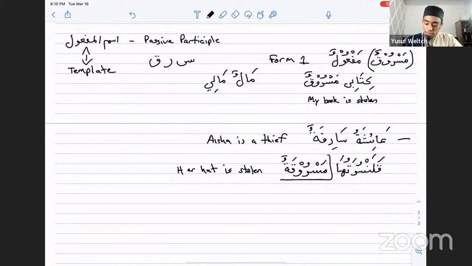And then, this one is called what? We just did. Ismul maf'ul. Masruq, maf'ul. That's a good way to memorize it. Both of these are form 1. And essentially, if I wanted to, instead of using the derived noun, I could use a verb to express the same meaning.